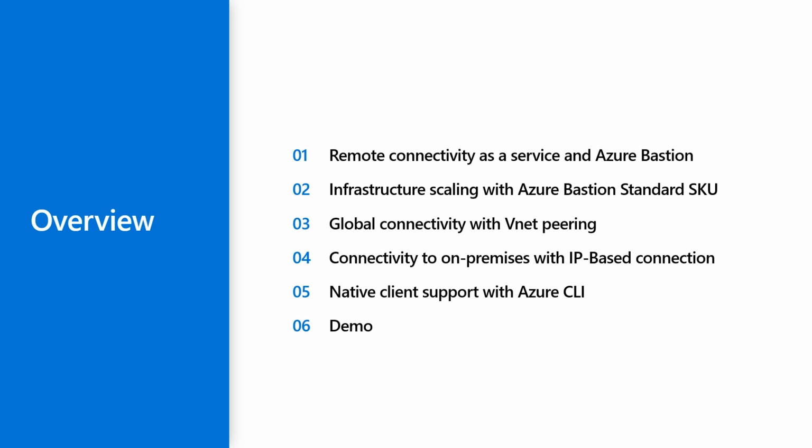From there, we're going to be talking about VNet peering support and how that really pieces together this idea of a global footprint where Azure Bastion is able to manage connectivity. From there, we'll talk about a really exciting feature called IP-based connection. This is going to highlight how Bastion is actually able to extend outside of an Azure virtual network into on-premises and other non-Azure networks. And then I'll talk a little bit about native client support, which is a really cool feature that customers are able to take advantage of.